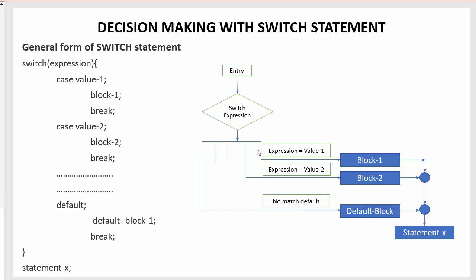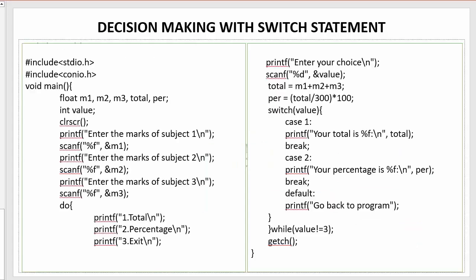Like this, it will keep on checking the value stored under the variable with each and every case value. Whichever case value gets matched, that block gets executed and control will come to statement X. If none of the cases gets executed, then control will come to the default block. Now let us see an example program.